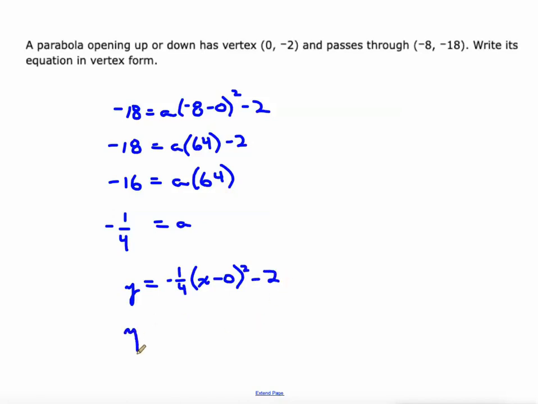So again, this can be simplified a little bit. We'll make it into negative 1/4 x squared minus 2. And you can always check that on your graphing calculator by graphing it and making sure that it has the right vertex and that it actually goes through the point -8, -18.